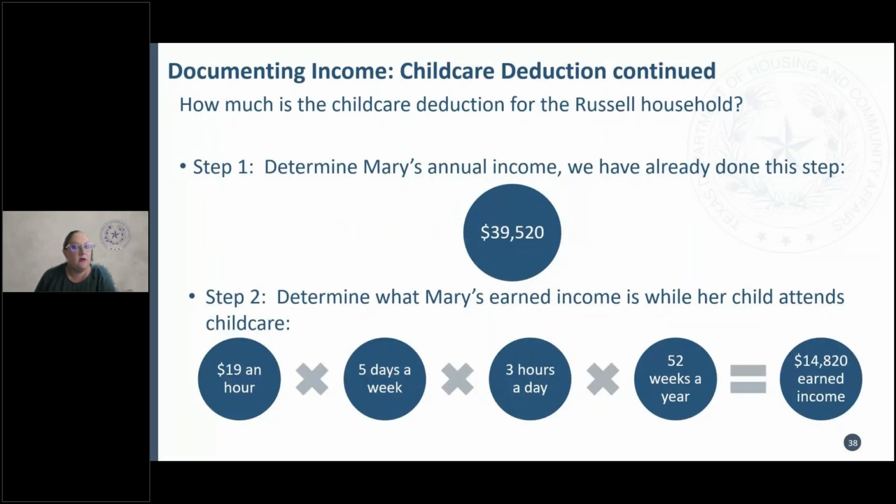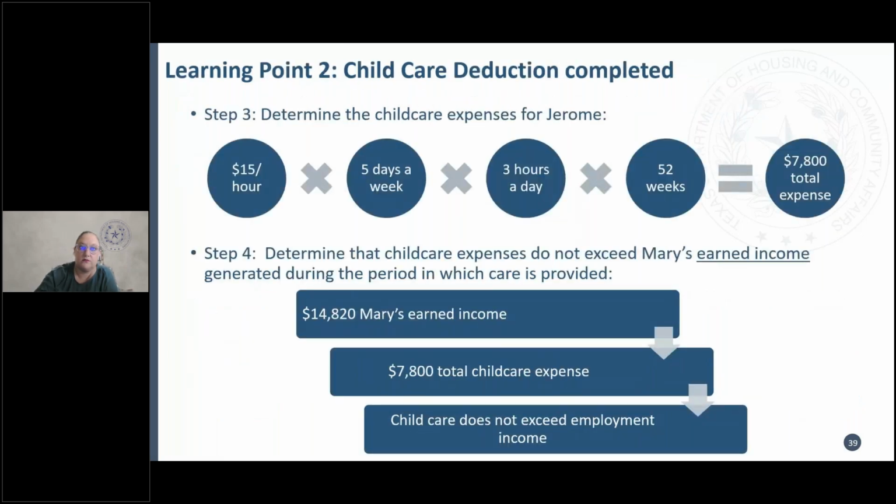Amy, I've got that pulled up. Okay, you have the question. The question is their calculation for childcare expenses was 11,700, which they got by $15 an hour times 3 hours times 5 days times 52. You're right. I didn't change that.